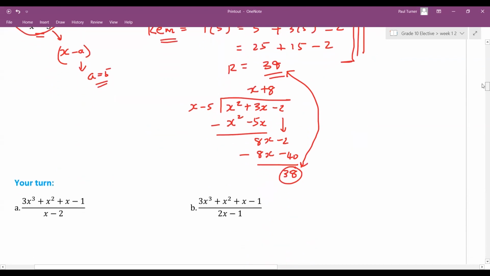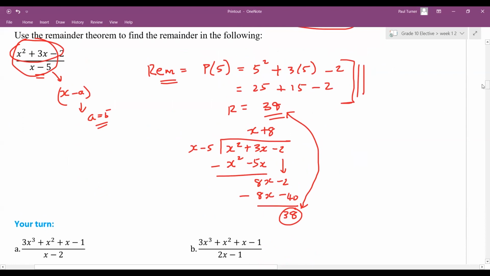All right. So are you okay with that? If you want to copy it, I'll leave it there a minute. But on your page, these are your two examples here. Can you do them now? I'm going to give you about 5 or 10 minutes to do them, okay? And then you can tell me what you got for the remainder.